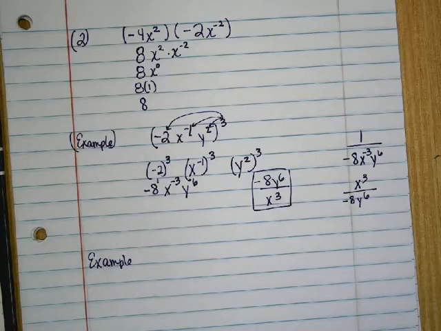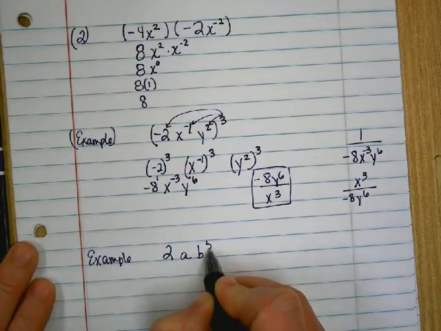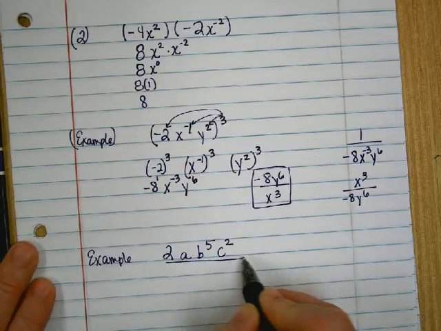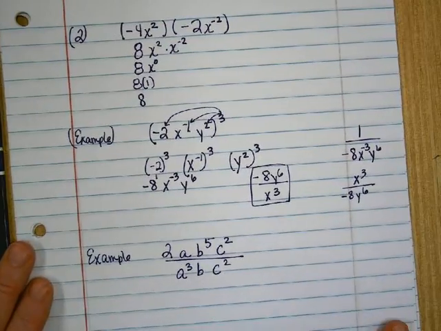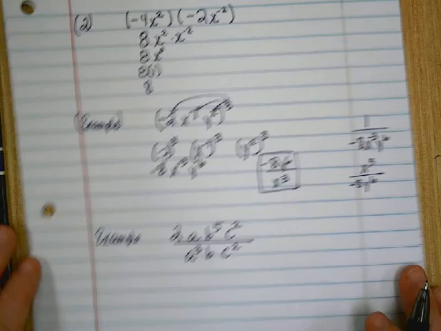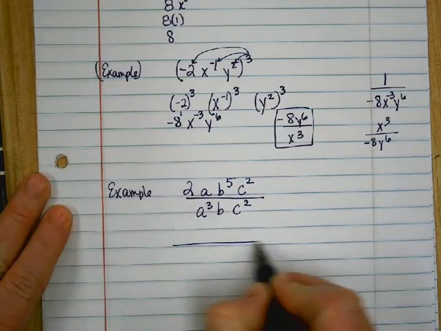All right. The next example says 2ab to the 5th c squared over a to the 3rd b c squared. We have to simplify this piece by piece. Okay? Is there a whole number, coefficient, other than 2 in this problem? What's on the bottom that you don't see? A 1. Can we do anything with that? No. That part stays the same. So I know that I'm going to have a 2 right here.